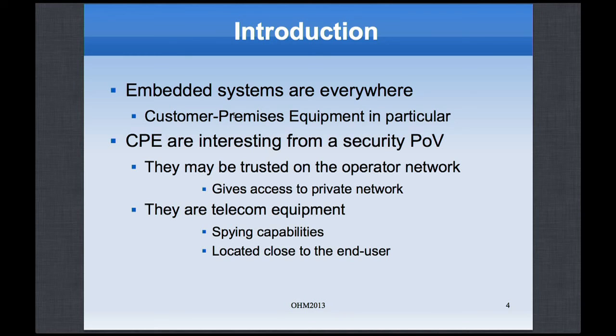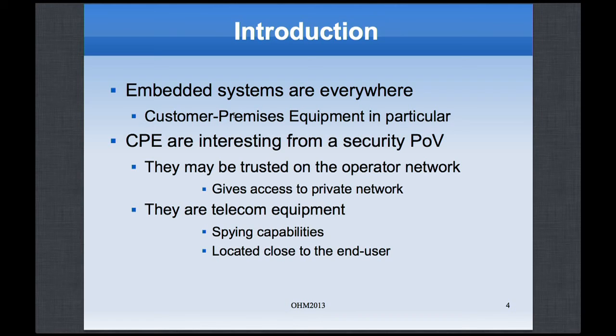So it's interesting because sometimes these devices are trusted. It's the case of the set-top box, for example, which is generally on a private network of your favorite internet provider. When that's the case, it means that if you manage to get access to this device, you will probably have access to some network you're not supposed to go. Also, they are telecommunication equipment, which means that obviously they have some spying capabilities. Actually, they are even used for it.